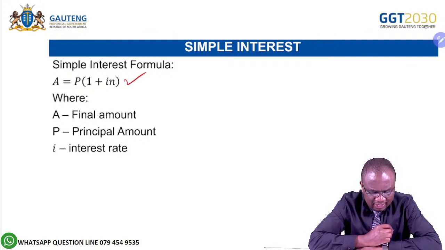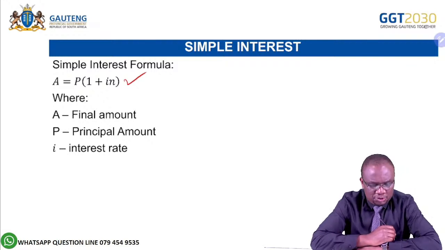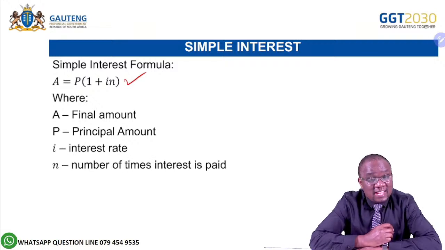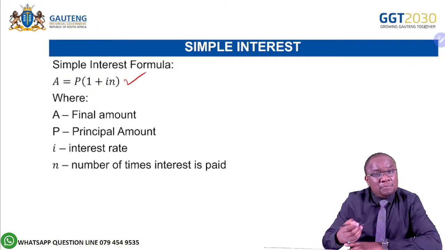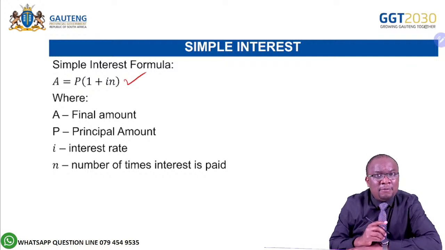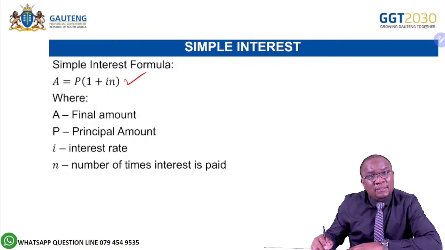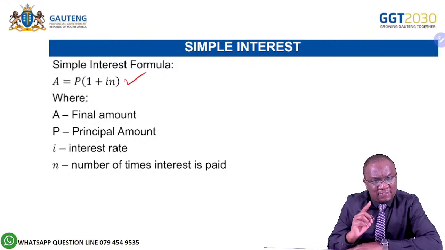And then I is the interest rate as a percentage. So you can write it as a decimal, I'm going to show you that, or you can write it as a fraction. Okay? Then N, number of times interest is paid. I like this one. It says number of times interest is paid, because most of the times we confuse this N and think that N is the number of years. Okay? It is not the number of years. It's number of times the interest is paid. Please take note of that.